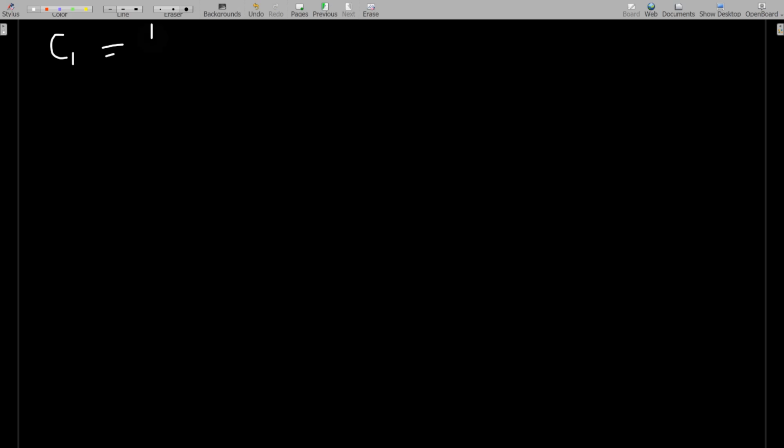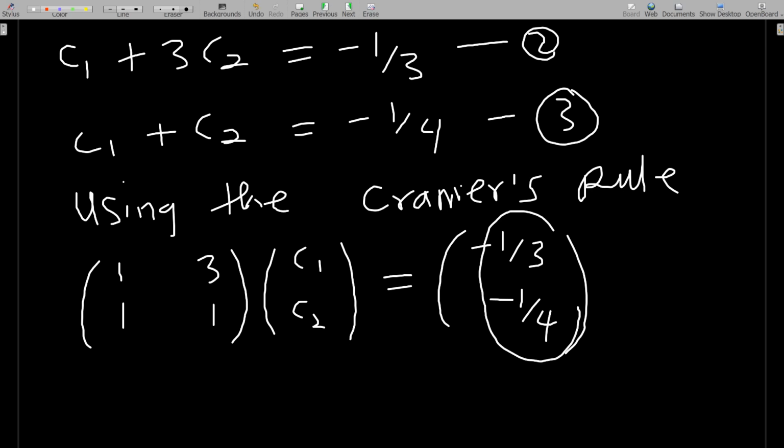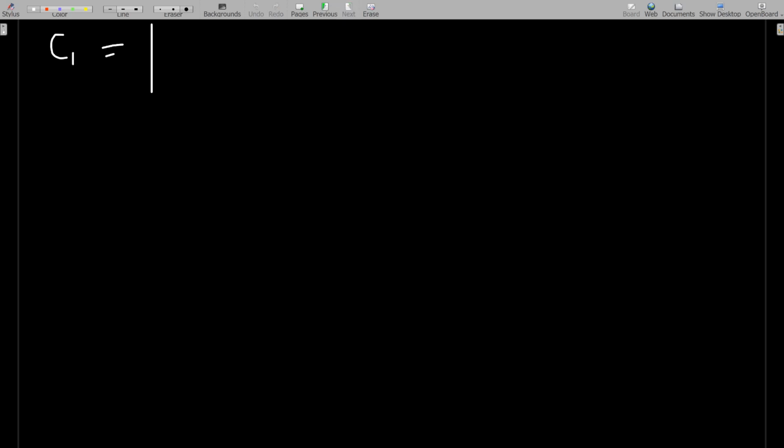C1 will be equal to the determinant of, what you do is you replace the whole of this in the first row of this one. Okay, and that will be the determinant of that matrix. So I have determinant of -1/3. Let me write it well for you. Or if you want, you can use a method of elimination if that will work fast for you.